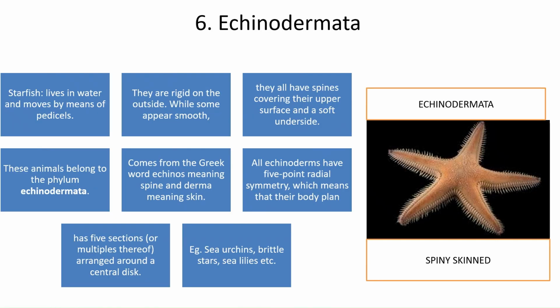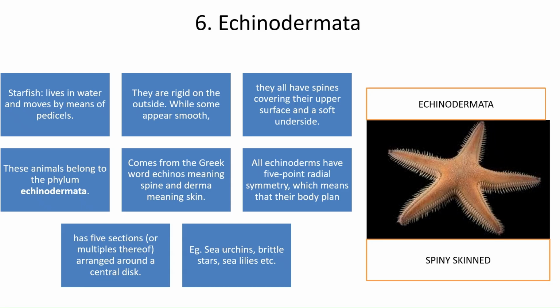The next is echinodermata. The example is of a starfish. Starfish live in water and move by means of pedicels. They are rigid on the outside, while some appear smooth. They all have spines covering their upper surface and a soft underside. These animals belong to the phylum Echinodermata.